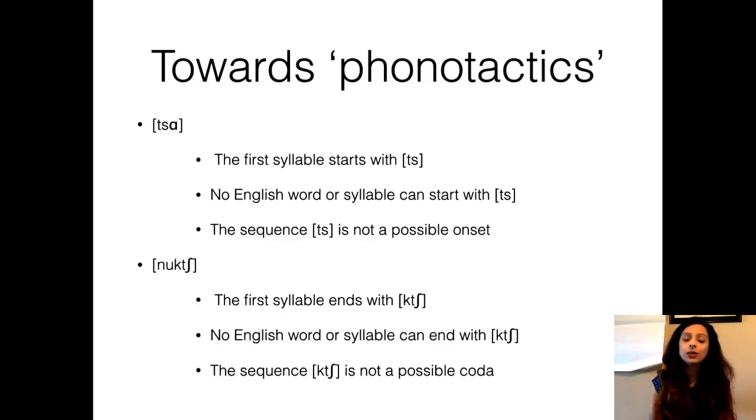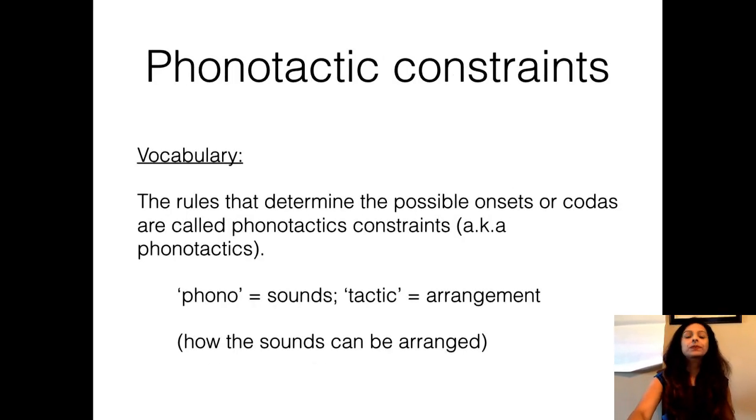And then with nuksh, we can see that k and ch, the affricate, is not a combination that you find in other words in the coda position of English, and therefore tagnisp was the only one that fits the bill.